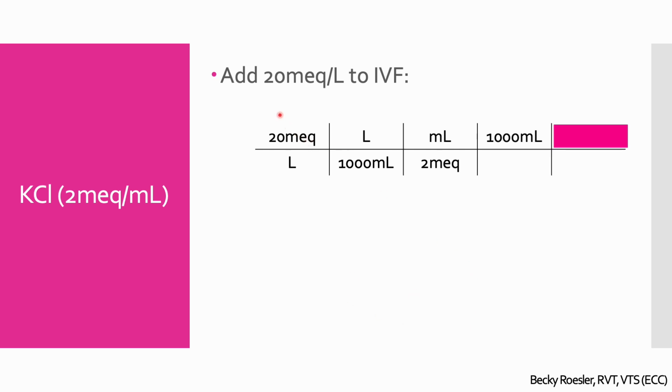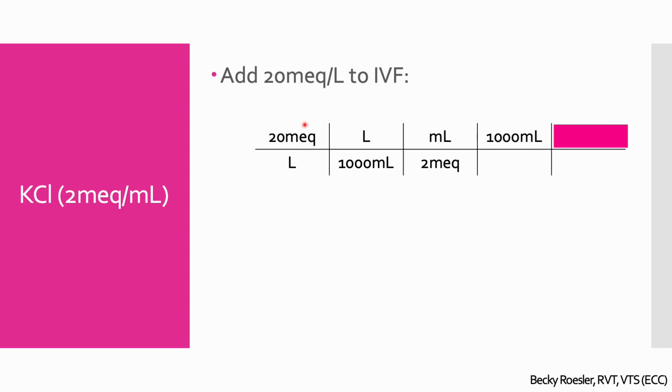So let's say the doctor tells you to add 20 milliequivalents per liter of KCl to the IV fluids. So we start with what we know. We want 20 milliequivalents per liter. In these questions, you need to know how much fluid you're adding the additive to. So in this first example, we're going to add it to a full liter of fluids, or 1,000 milliliters.